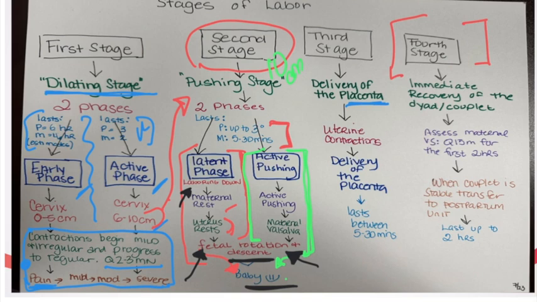So the placenta is still inside, and at some point in this stage, the umbilical cord is cut, so the baby is not attached to the placenta anymore. And then we wait, all right? Delivery of the placenta can take up to 20 minutes. After that, if it doesn't come out, it's called a retained placenta. And I'll talk about that in a second.